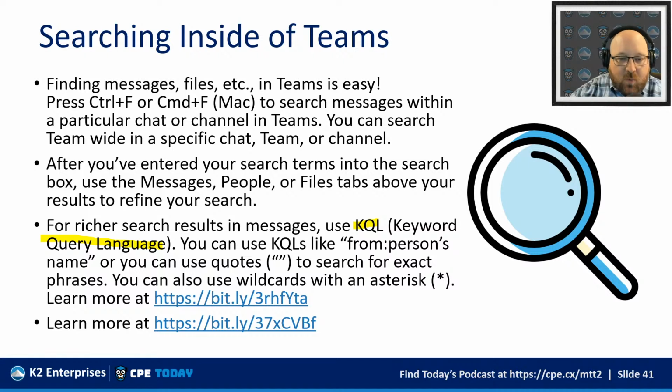You can even search with wildcards. One of the things I like to use quite often is the expression from: and then the person's name, and then I can narrow down a search to a specific person that I'm looking for. It'll only search the threaded conversation for that specific person, and so it makes it really easy to find things inside the application. Let's go ahead and take a look at this.